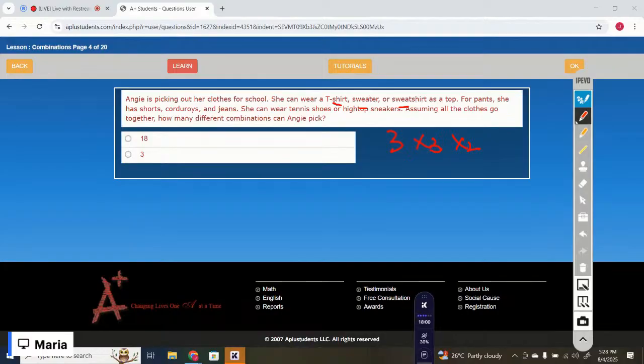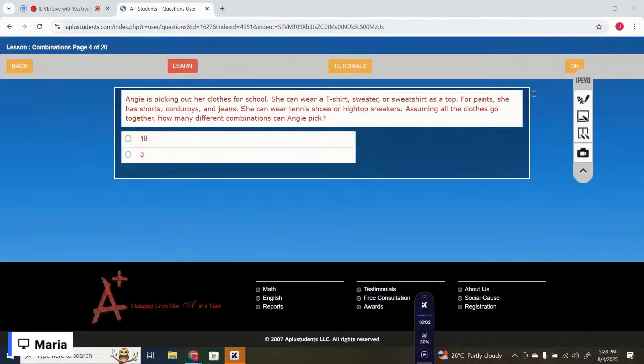So 3 times 3 is 9 and 9 times 2 is 18. Option number 1 is the correct option. 18 it is.